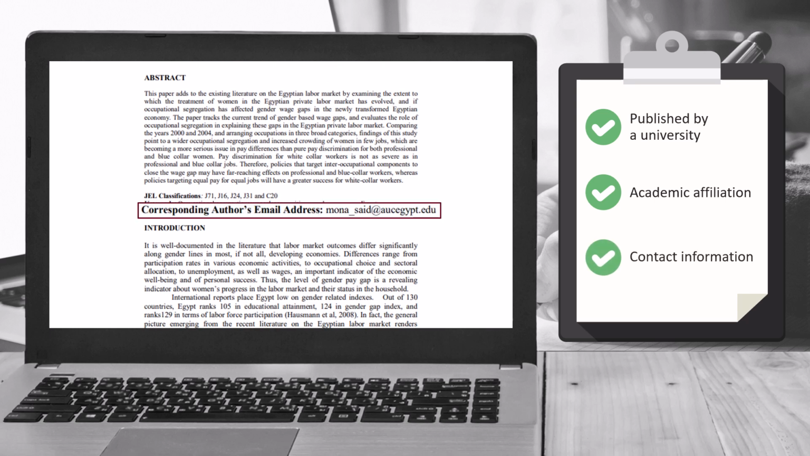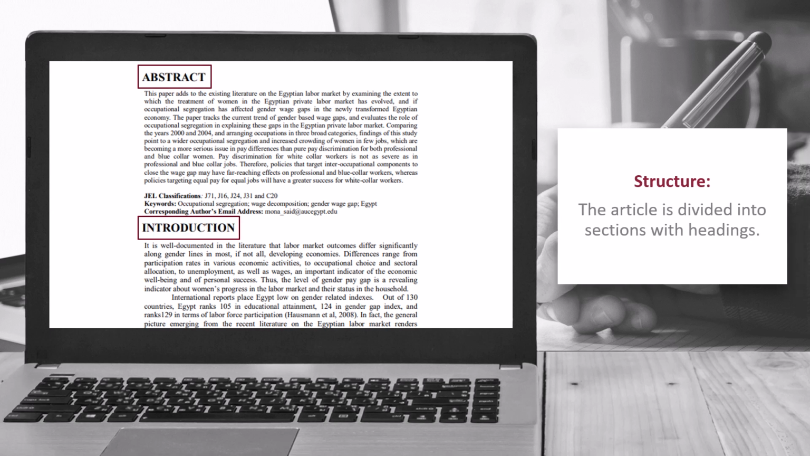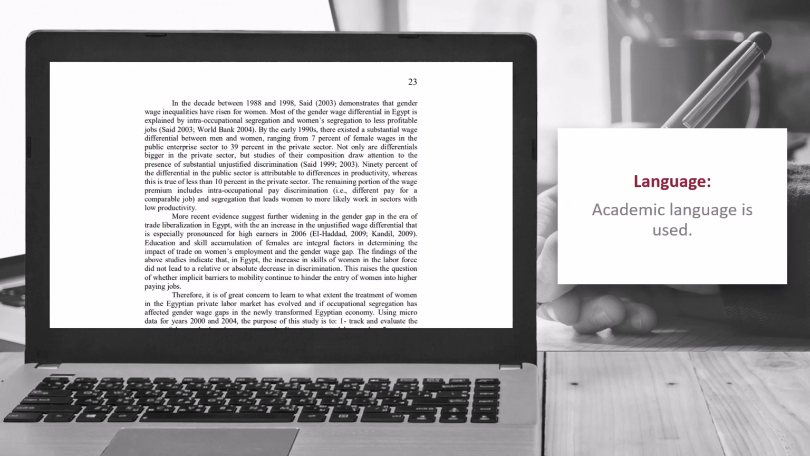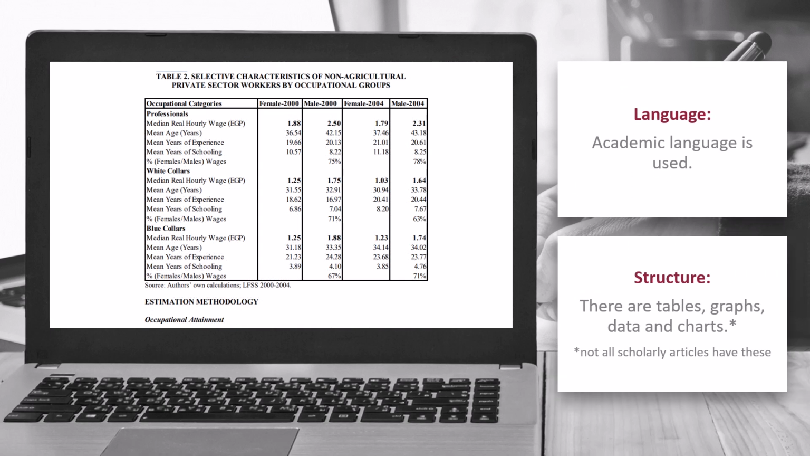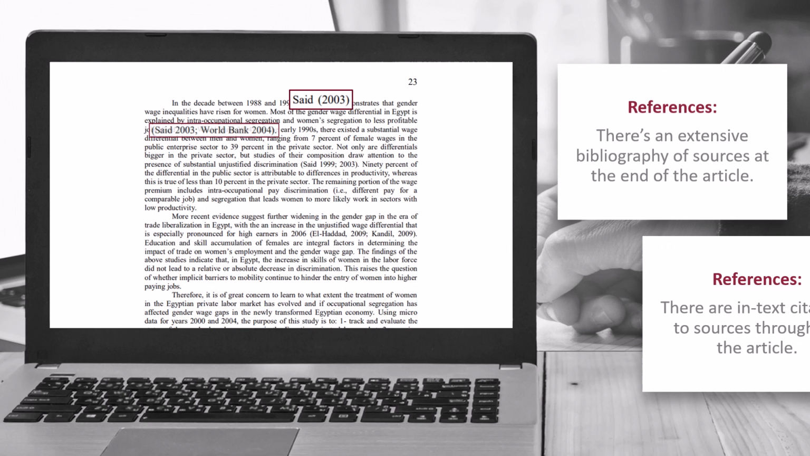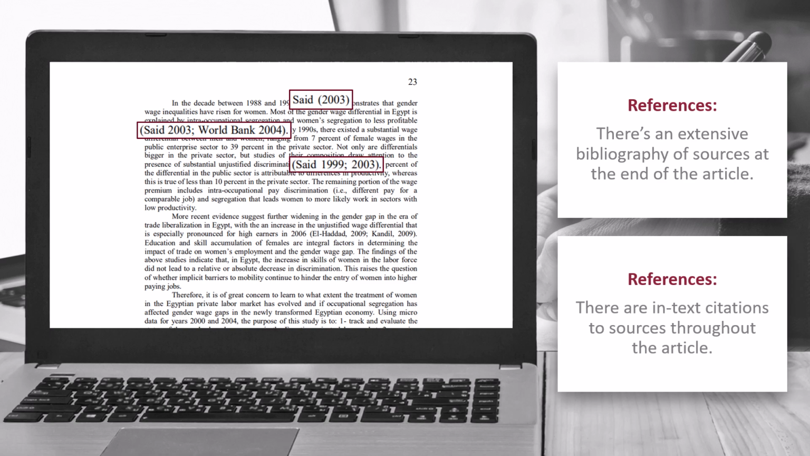If we examine the structure, we can see that the article is divided into sections with headings. The language is academic. There are also tables, graphs, data, and charts. Although not all scholarly articles have these, we can see that there are references. There's an extensive bibliography of sources at the end of the article. There are also in-text citations to sources throughout the article.